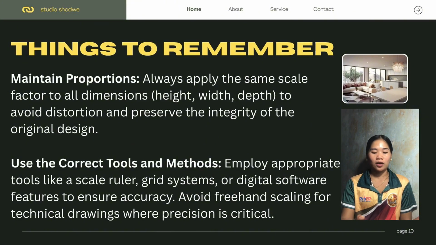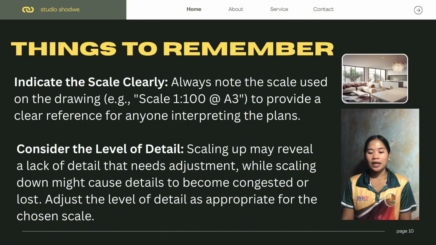And then next is indicate the scale clearly. Always note the scale used on the drawings. Example given, scale 1 to 100, on A3, to provide a clear reference for anyone interpreting the plans. So, write the scale clearly. Always show the scale you use on your drawing, like 1 to 100 or 1 to 50. This helps other people understand how big or small the drawing is compared to the real object.